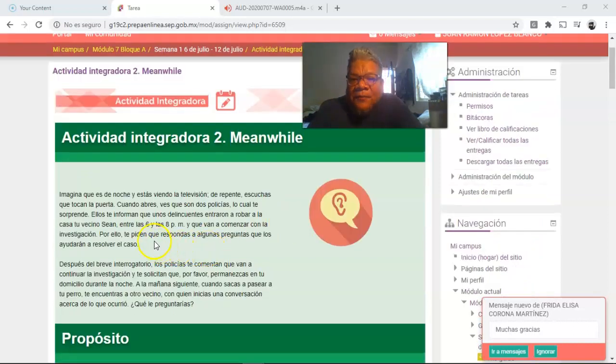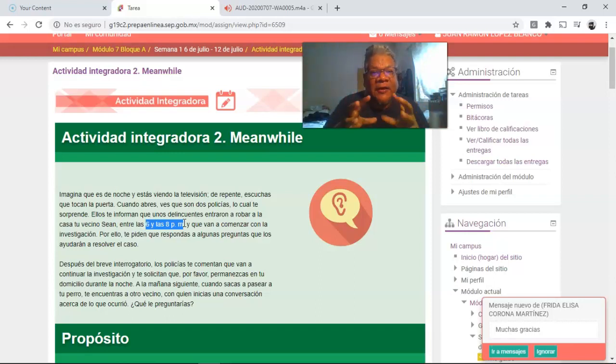Here you are. Ellos te informan que unos delincuentes entraron a robar a la casa de tu vecino entre las 6 y las 8 p.m. That's the key, okay? That's the key you have to follow. That's the key you have to build and keep in mind, and that's why you could remember. Okay, I have to make questions in past continuous. Remember this timing, between 6 and 8 p.m.